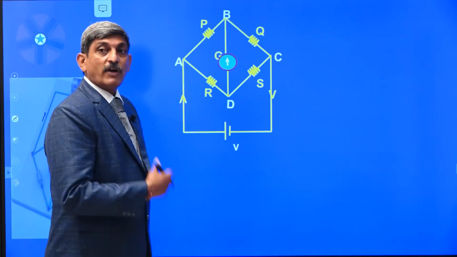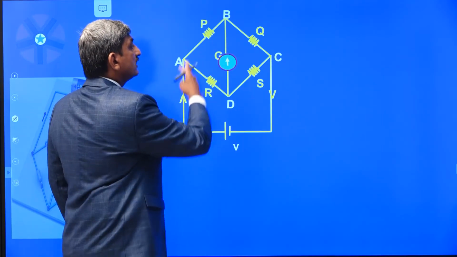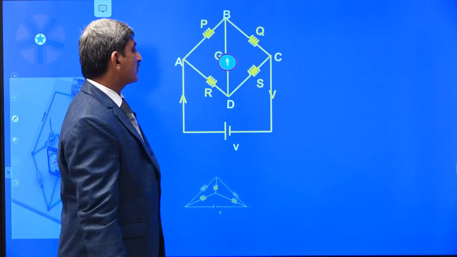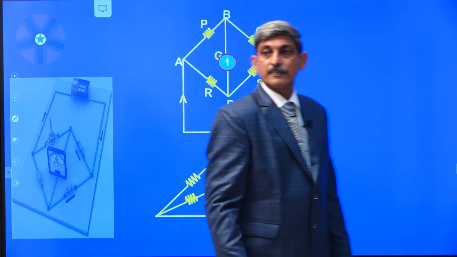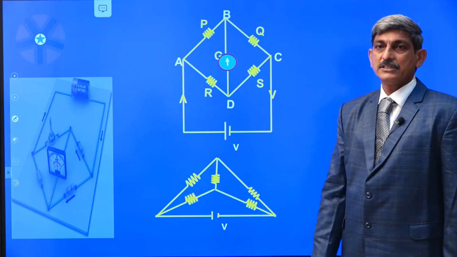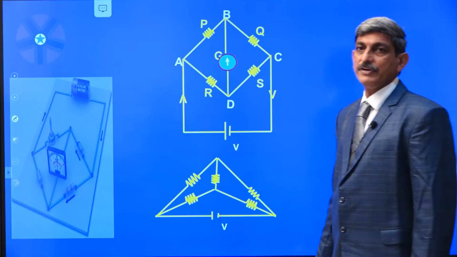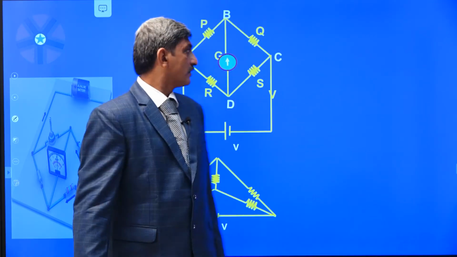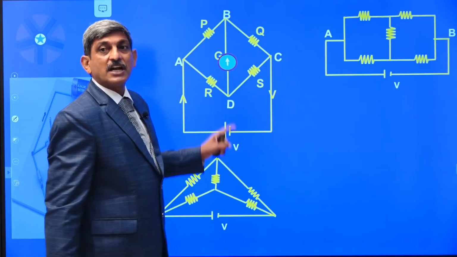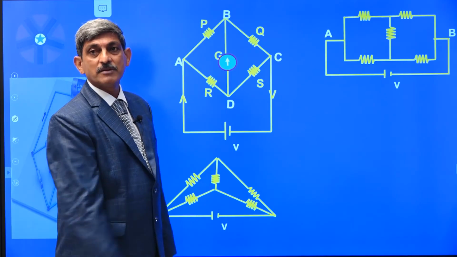The thing is, while solving problems, instead of giving the Wheatstone bridge network in this form, it may be given in different forms. Suppose, let us see this network. It looks like a Wheatstone bridge. For this network also we can apply the balancing condition of the Wheatstone bridge. If we see that network, the shape of that network is not similar to the Wheatstone bridge, but the arrangement of the resistors is similar to the Wheatstone bridge.